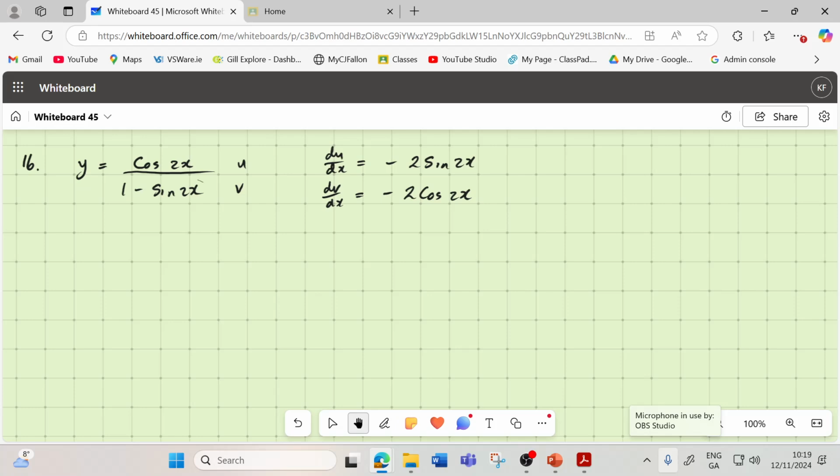Now, dy/dx of 1 is 0, because 1 is a number, so it's 0. Okay? The derivative of a number is 0.